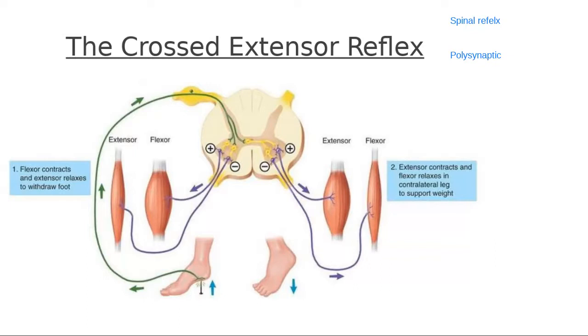Yeah, I see an interneuron. Actually, I see multiple interneurons. I see lots of synapses. Yeah, the short answer is that there's more than one synapse. There's all kinds of synapses in this reflex. So it's polysynaptic. There's more than one synapse. We've got all kinds of interneurons going on.